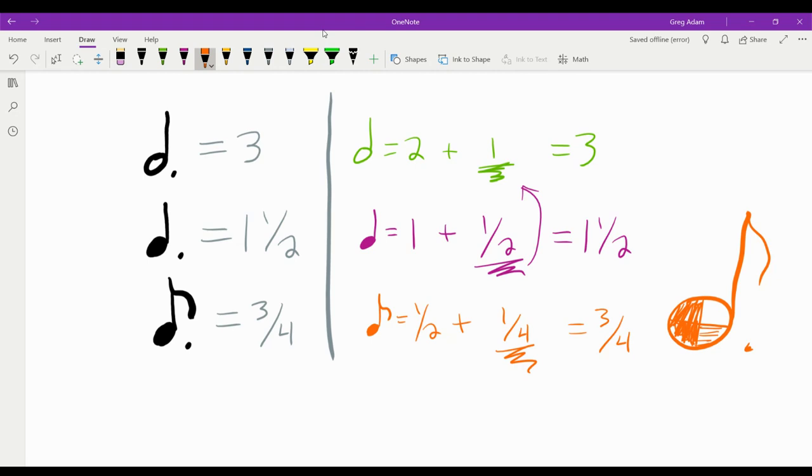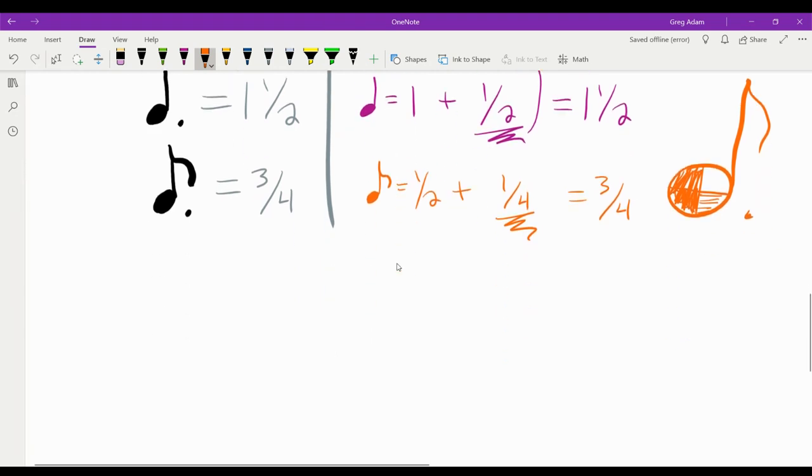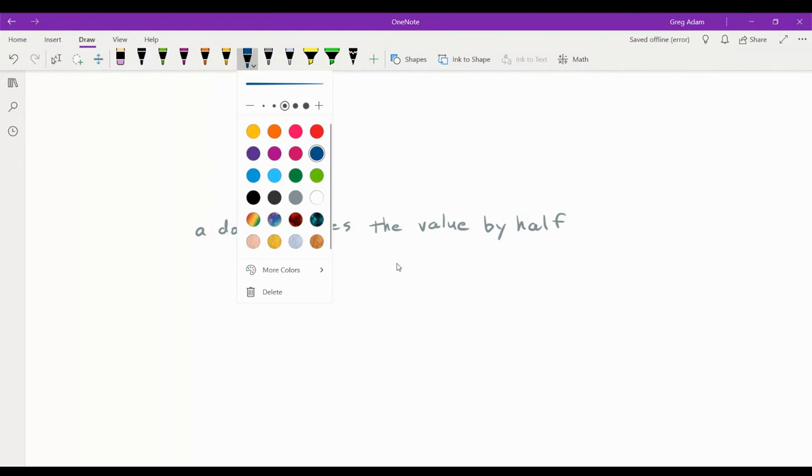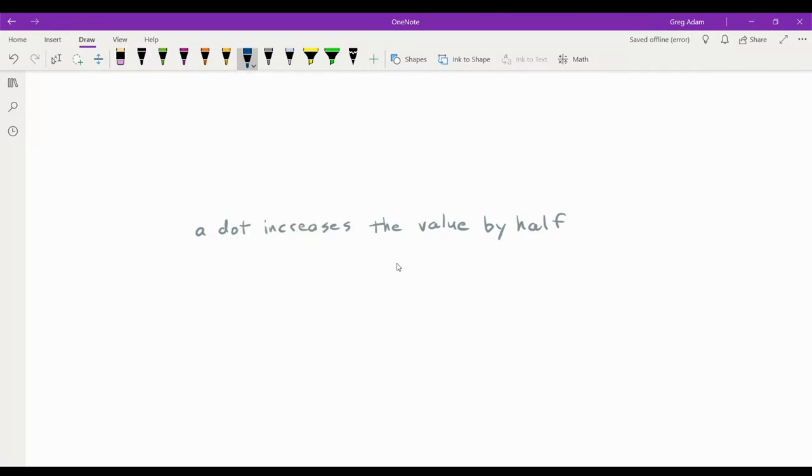Yay. So what's the pattern here? Well, let me tell you what the dot does. A dot increases the value by half. So half of whatever it's connected to. So you can have many different notes with this dot on it.